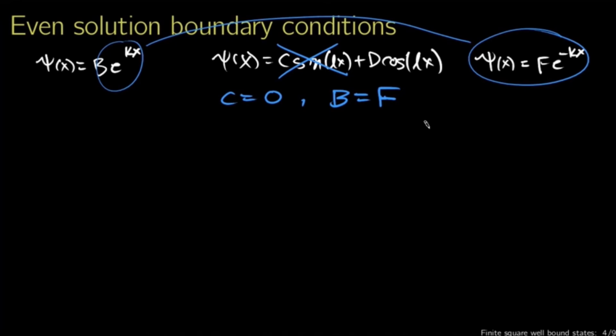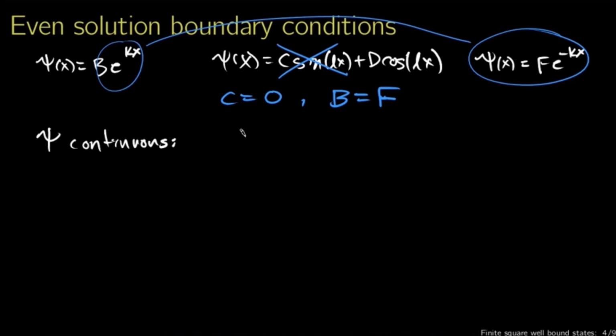We'll assume the wave function is odd later and see what other conditions we get. But for now, you have these relationships between c being equal to 0 and b being equal to f coming from the wave function being even. Let's see what our boundary conditions can tell us. We have two boundary conditions. One is that psi is continuous.